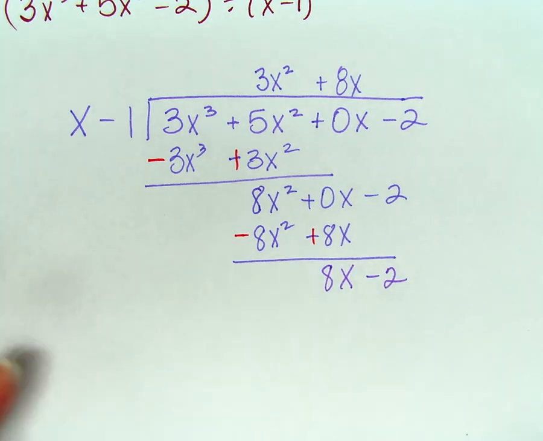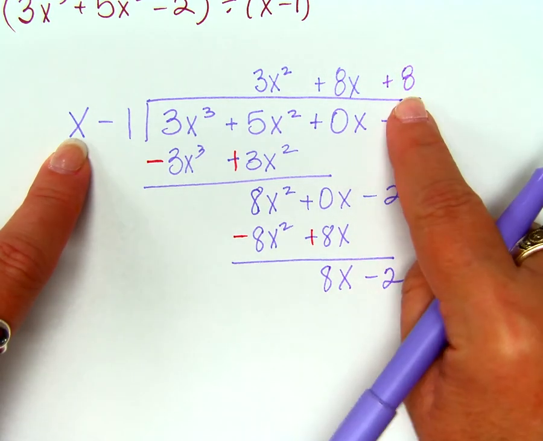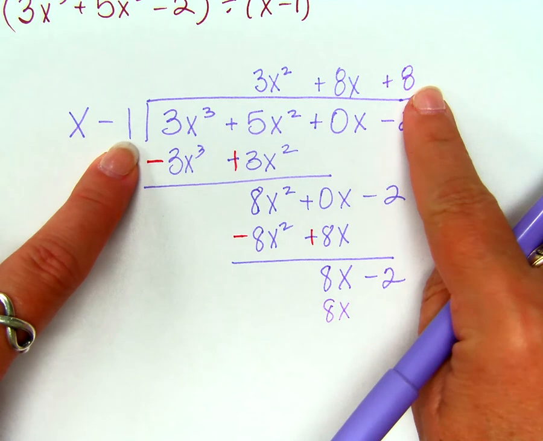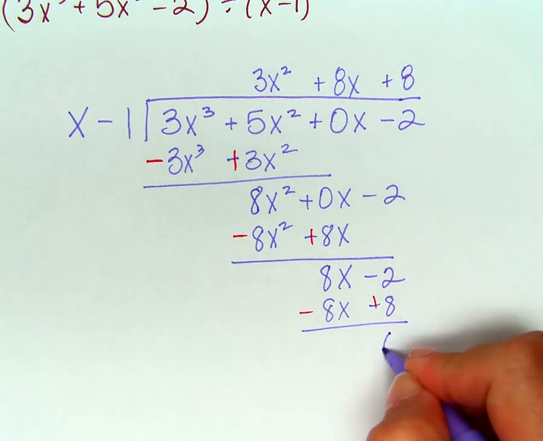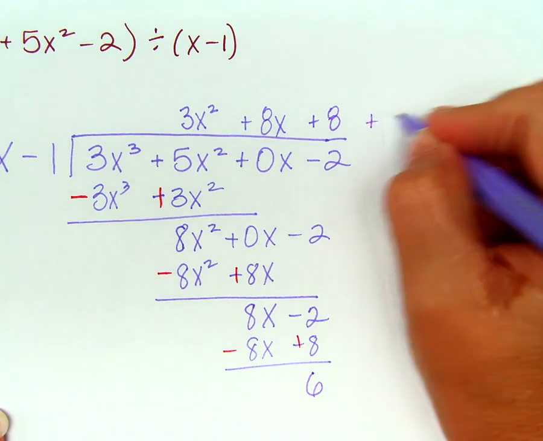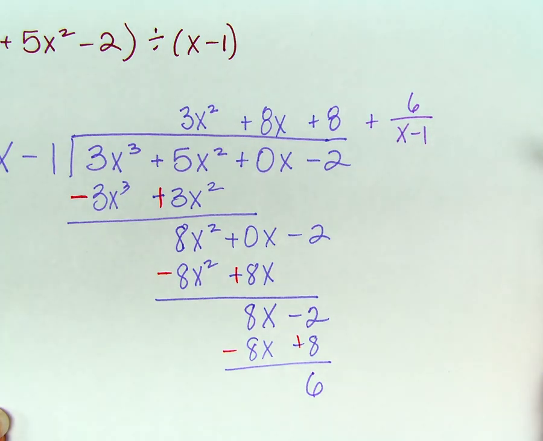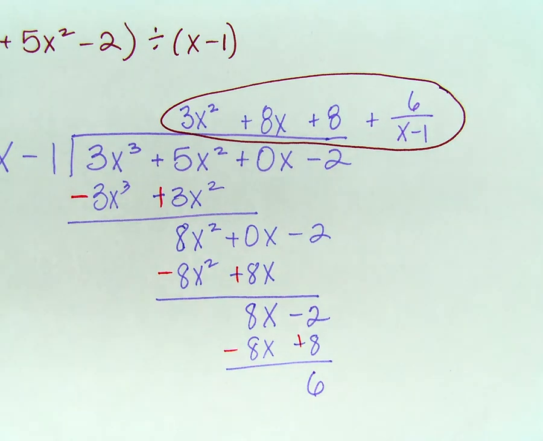Start all over again. 8x divided by x. 8 times x. 8 times negative 1. Add the opposite or subtract. 6. Start all over. Oh, no. Oh, we can't. That's my remainder. So that is my answer. Math! Woohoo! Questions?